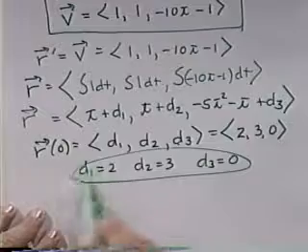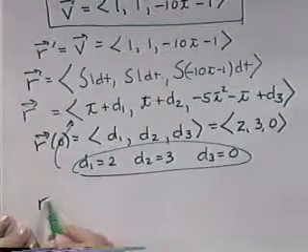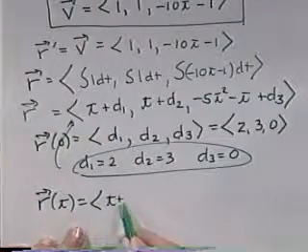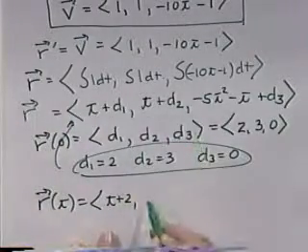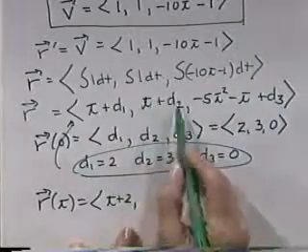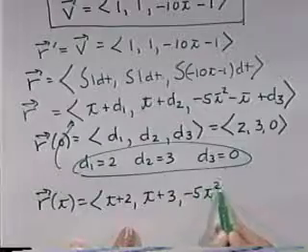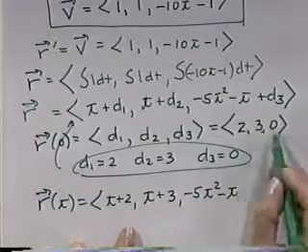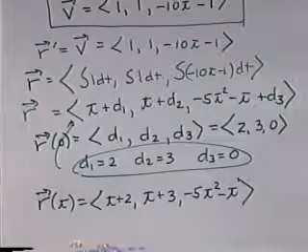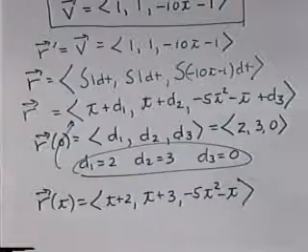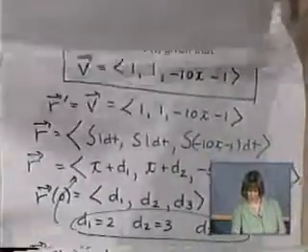So taking these and plugging them back up here, my final answer for r of t is t plus d1, so it's t plus 2, t plus d2 is t plus 3, and minus 5t squared minus t plus d3 is 0, and I'm finished. Okay. Any questions? We doing all right? Okay. Moving right along. Okay, and I'm checking there. It looks good. Looks like we did well.